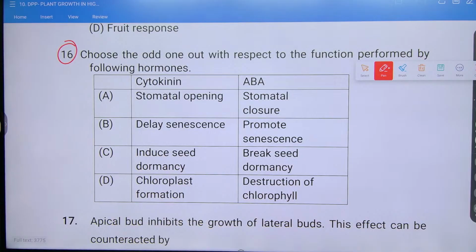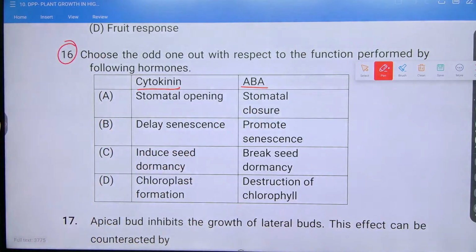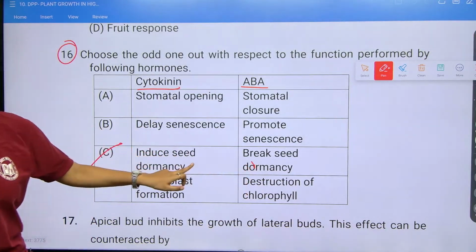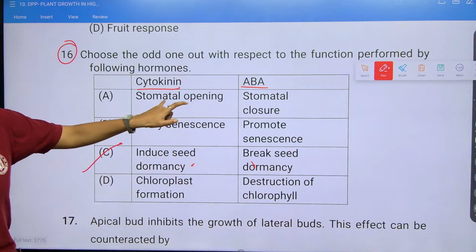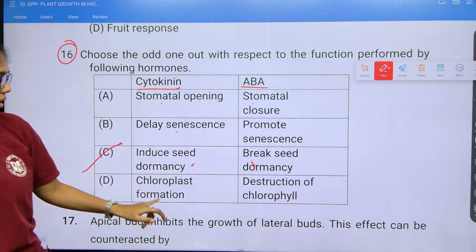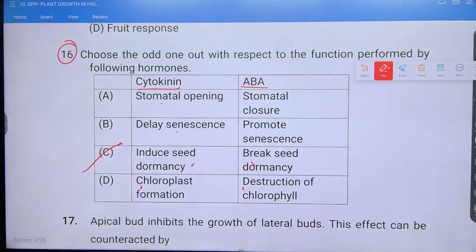Odd one out of the functions. Functions of what? Cytokinin and abscisic acid. It is very clear. Louder? This is incorrect. This promotes seed dormancy and this inhibits seed dormancy. Stomatal opening, stomatal closure. Delays senescence, promotes senescence. Chloroplast formation, destruction of chlorophyll. Next question.